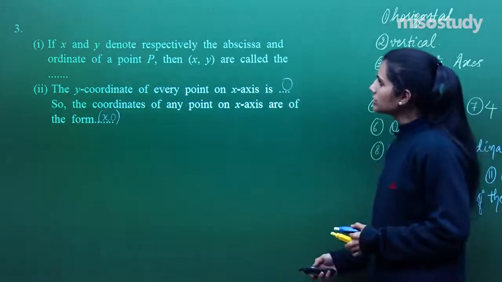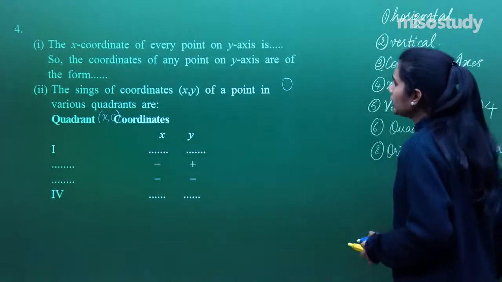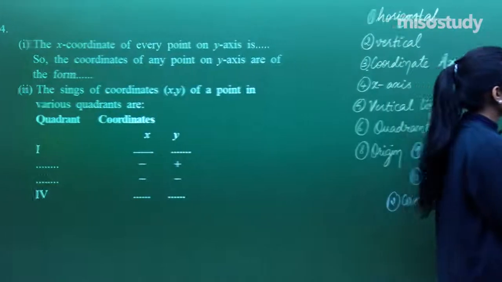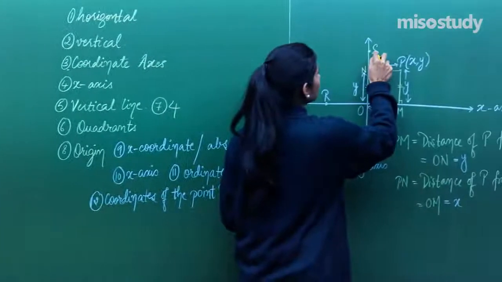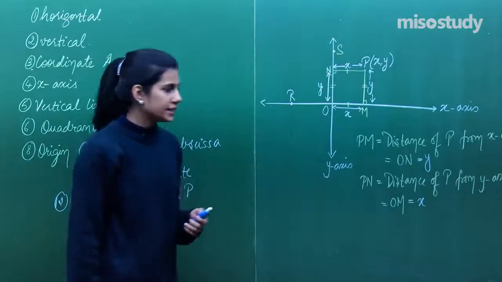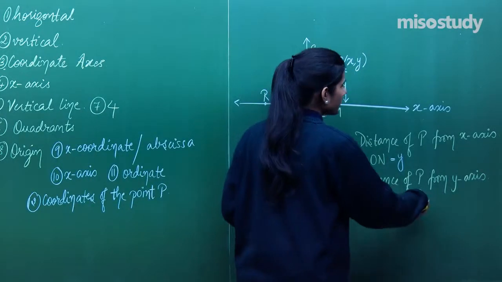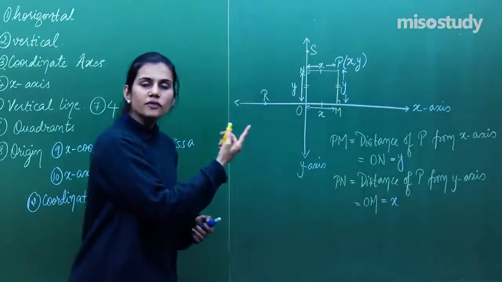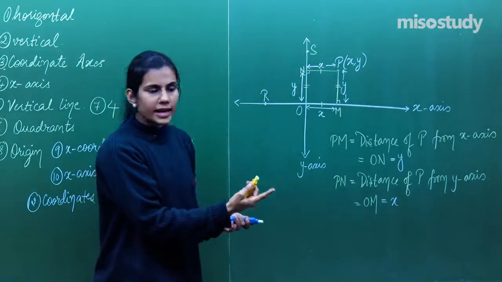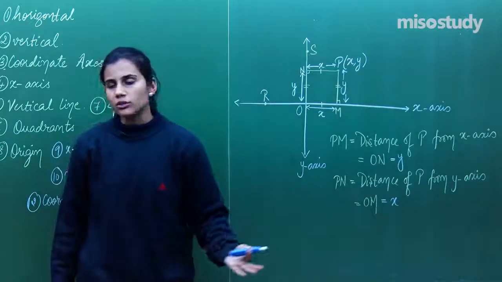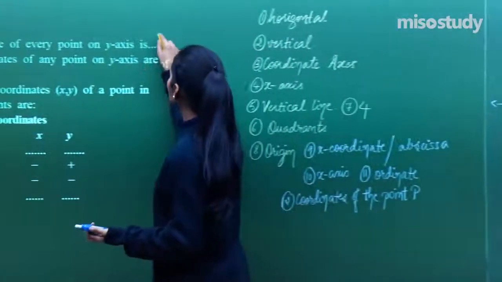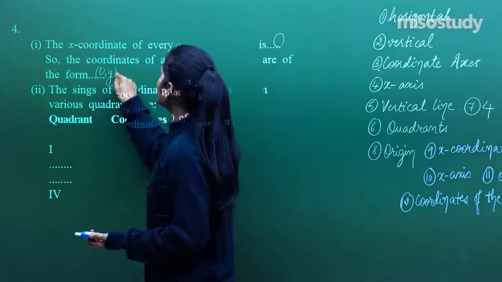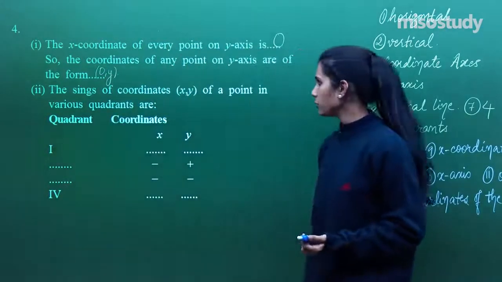Moving to the next question, it says that the x coordinate of every point on the y axis, exact same argument. If suppose the point is lying somewhere on the y axis, what will be its x coordinate? X coordinate of any point is distance of that point from the y axis. Because the point itself is lying on the y axis, the distance of this point from the y axis is 0. Right, and therefore its x coordinate will be 0. So the x coordinate of every point on the y axis is 0, therefore they are of the form 0 comma some quantity, but x coordinate is certainly 0.